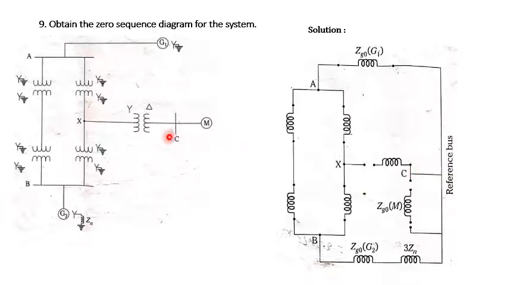Then coming to the transformer, then to the motor. For this the data is missing, so consider it is star, not grounded. What will happen here? This is star, not grounded, means this switch is supposed to be open. If it is grounded, then this switch is supposed to be closed.